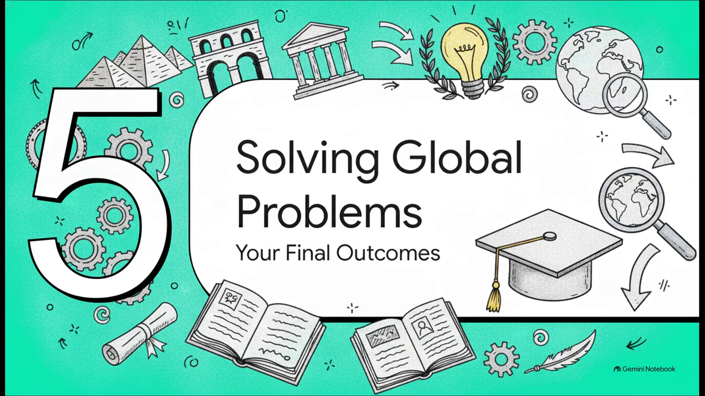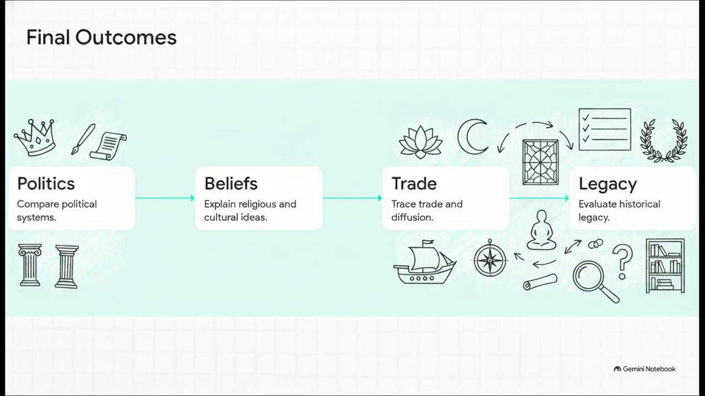And finally, Part 5, Solving Ancient Global Problems. These are your final outcomes. By the end of this journey, you're going to have mastered 4 major skills. Step 1, you'll compare political systems across completely different empires. Step 2, you'll confidently explain complex religious and cultural ideas. Step 3, you'll trace trade routes and see exactly how technology diffused across the globe. And Step 4, you will evaluate the true historical legacy of these civilizations.